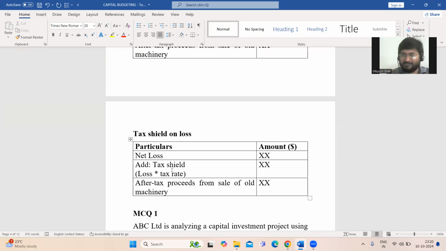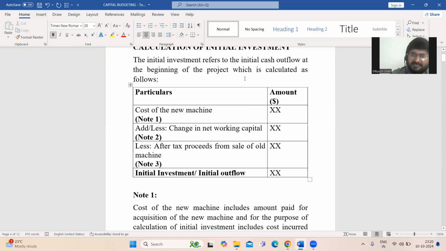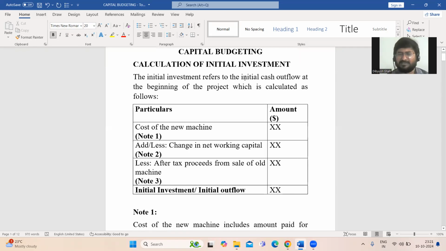Now, of course, this was all theory till now, whatever I discussed. I was just explaining this first table only. This is the gist of the calculation of initial investment. You have the cost of the new machine, you add or less any changes in net working capital, and from that you deduct after tax proceeds from the sale of old machinery. This is your initial investment or initial outflow.